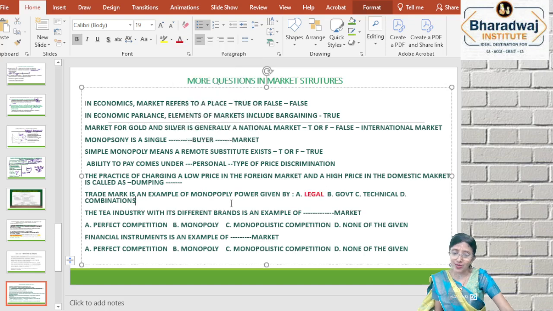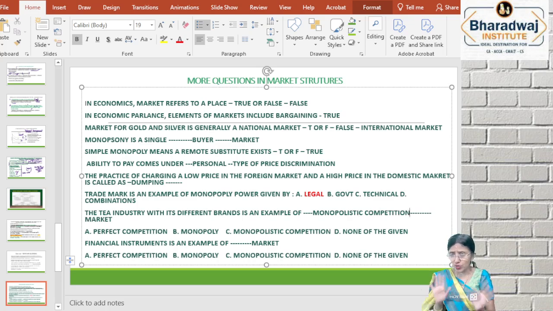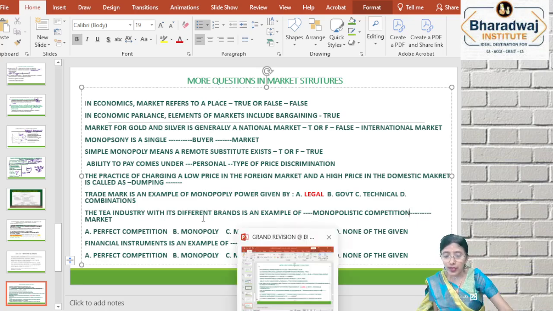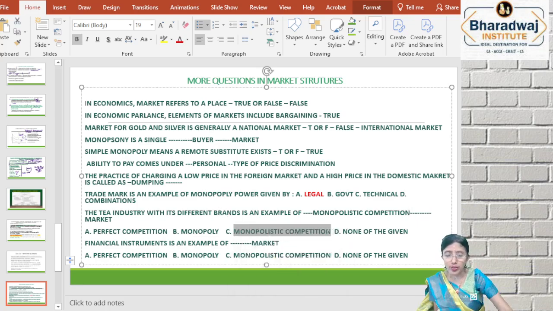Copyright, patents, all this. The tea industry with its different brands is an example of monopolistic competition. Because anything having a lot of brands, toothpaste industry, cycles, shampoos, all these is an example of monopolistic competition.